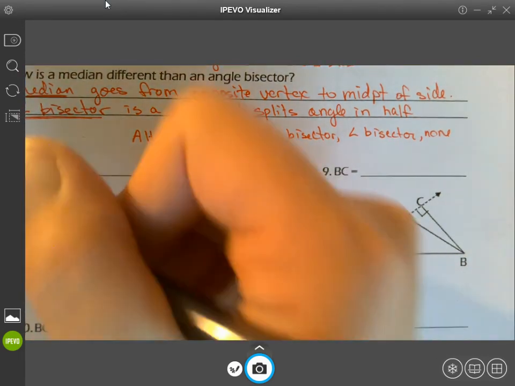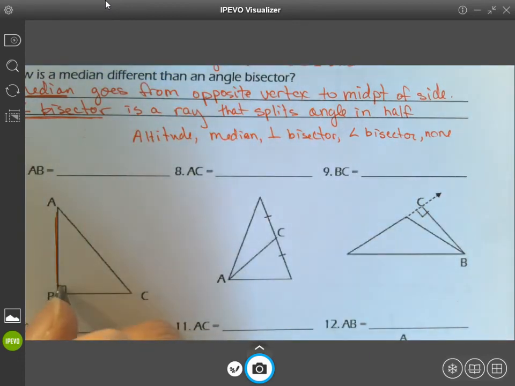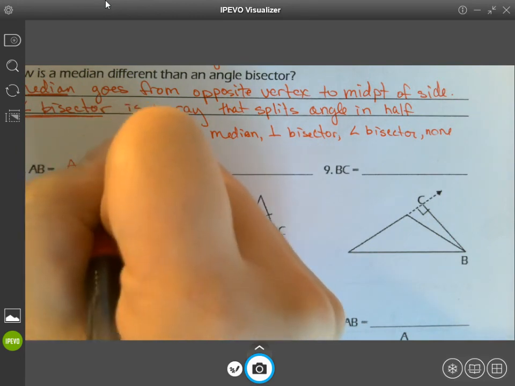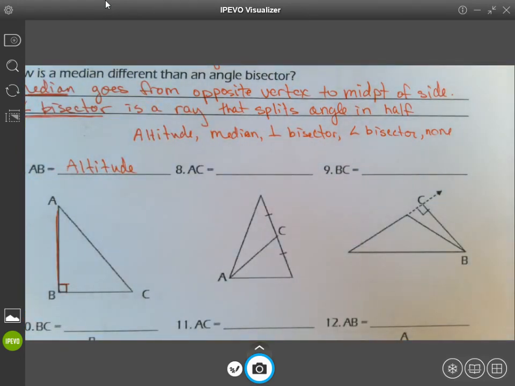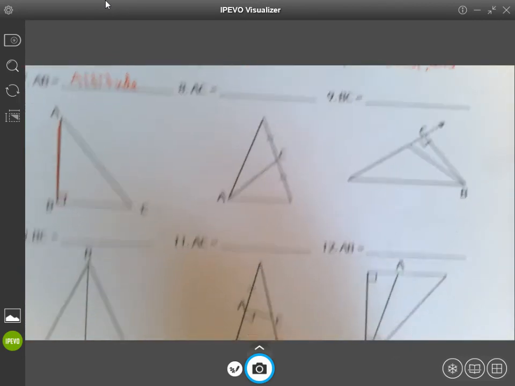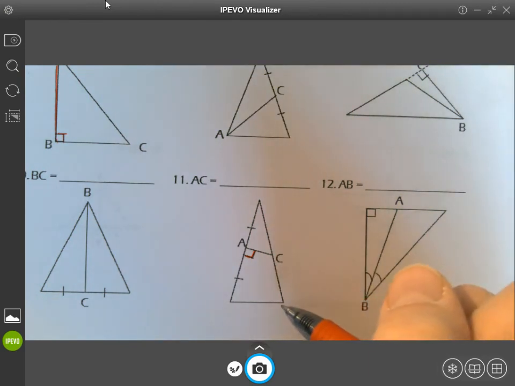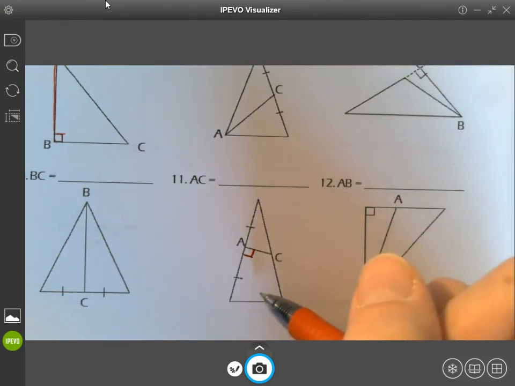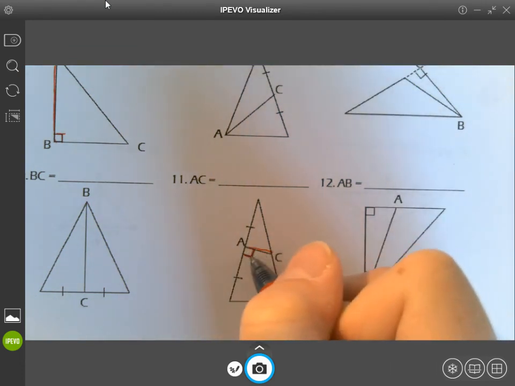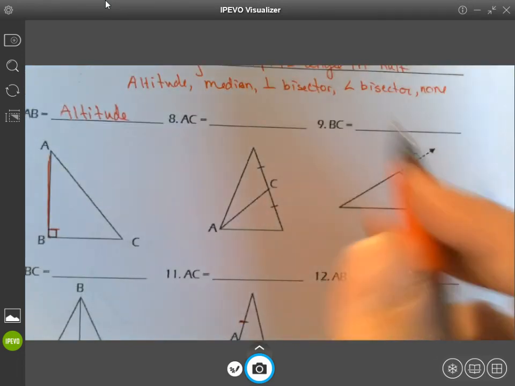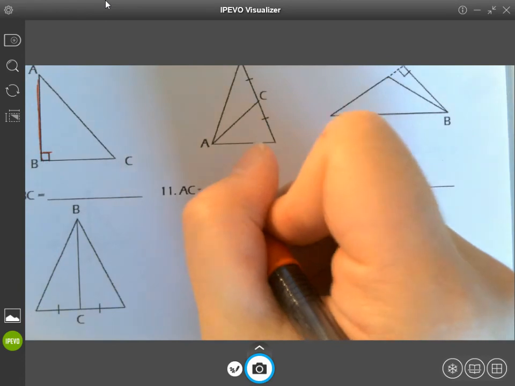Okay, so if I look at AB, AB is right here, trace it. Doesn't that form a 90-degree angle with the other side? So AB is considered an altitude. That's what you're doing. Let's look real quick at number 11, because that's an oddball one. AC. I see a 90 degrees, but guys, it's not an altitude because altitudes have to go from vertex to opposite side. This just randomly does this, but not only does it make 90 degrees, do you notice the congruent segments? This one is a perpendicular bisector.